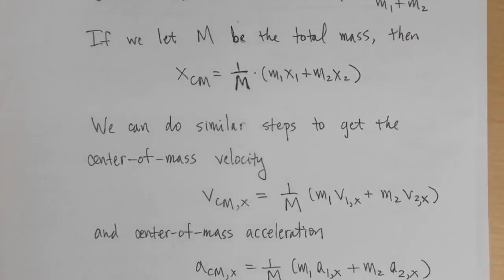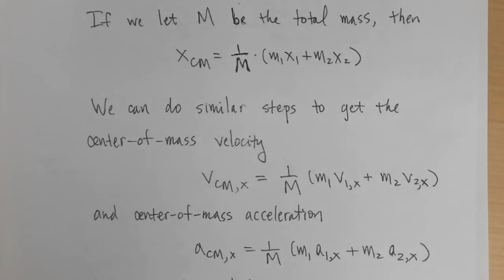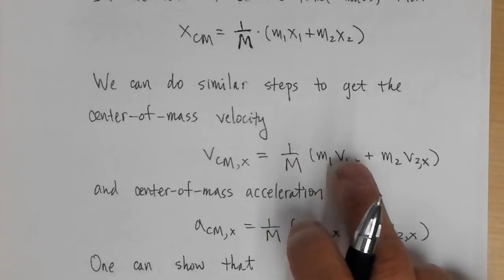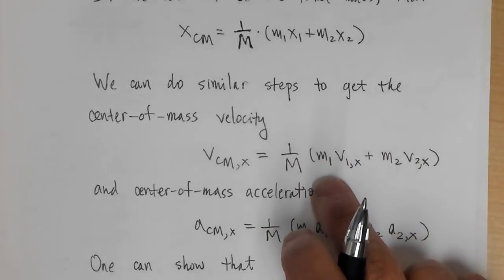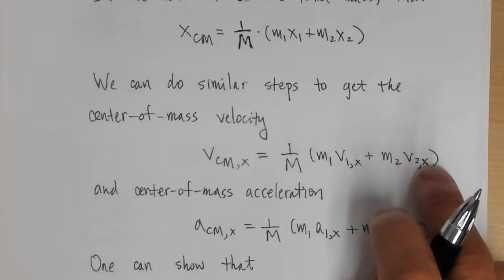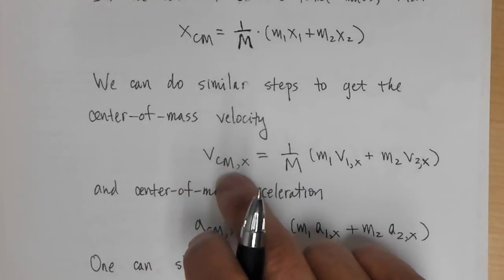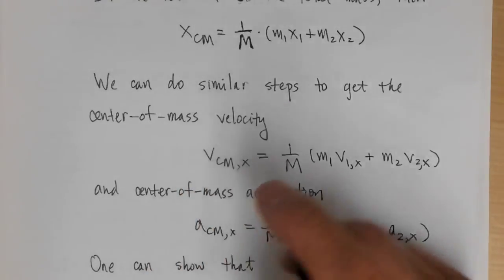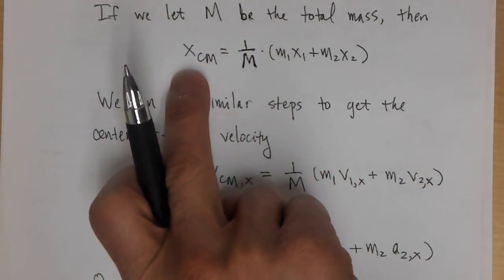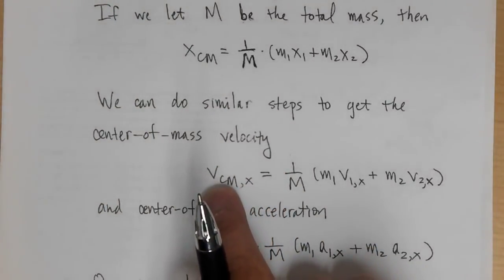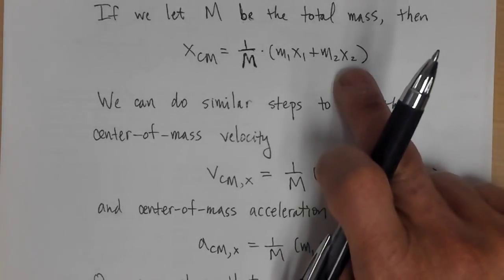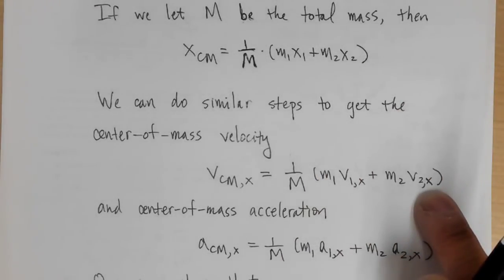Okay, so by the way, we can do similar steps to get the center of mass velocity if we're just averaging the velocities out, weighted by the masses. So you do m1 v1x plus m2 v2x divided by capital M. That will give you the velocity of the center of mass. And the way you would derive that is just by taking the time derivative of both sides. Time derivative of x gives you v cm. Time derivative of x1 gives you v1. Time derivative of x2 gives you v2.